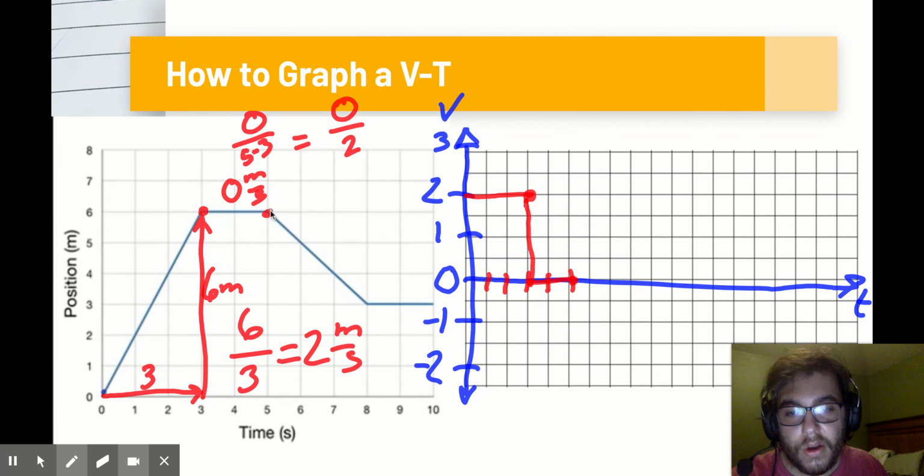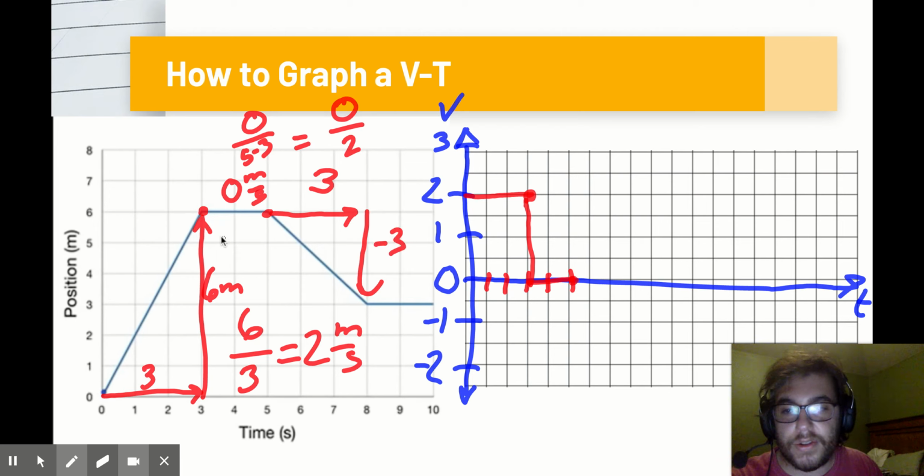Now over here, we're actually walking back towards our origin point. So we walk for 5 seconds to 8 seconds. The difference between that is 3. And we only travel -3 meters. We know that because 6 is our starting point, 3 is our ending point. So we go backwards 3 meters. If we plug this in, we do our rise, which is -3, over our run, which is 3, giving -1 meter per second.